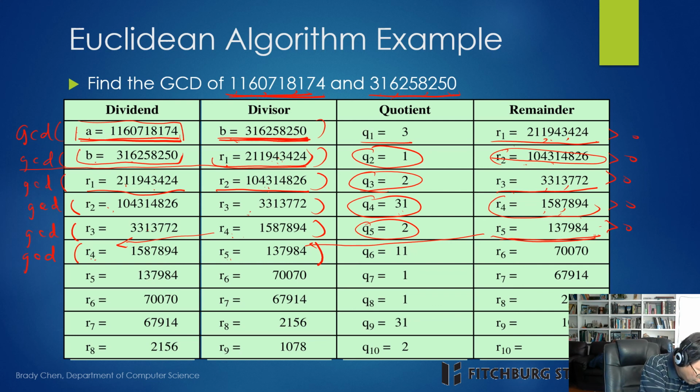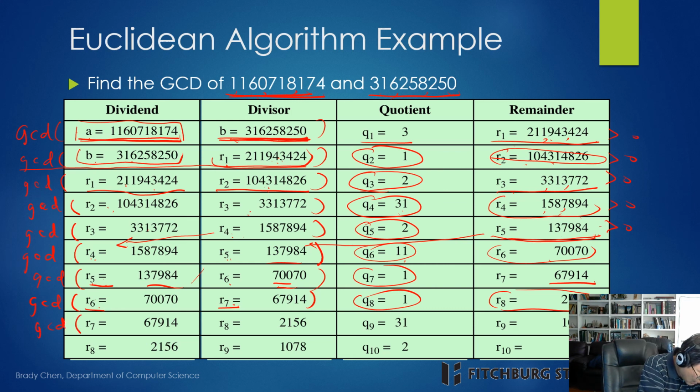And then when we divide R4 by R5, we got a Q6, that's 11, and the remainder R6. So then the problem becomes the GCD of R5 and R6. So divide R5 by R6. We got a quotient 1 and the remainder 67,914. And then convert the problem into a smaller problem. Replace R5 by R6, replace R6 by R7, and then divide R6 by R7. We got a quotient and a remainder. Wow! R8, 2,156. Now the problem continues.